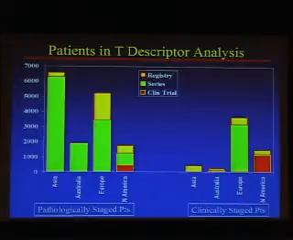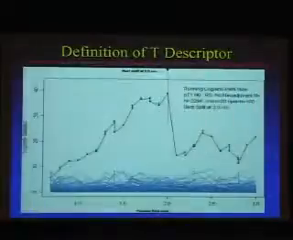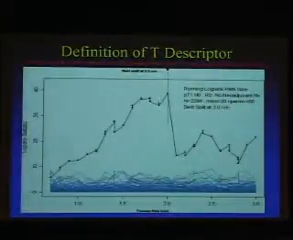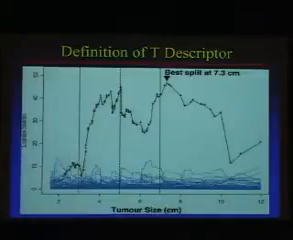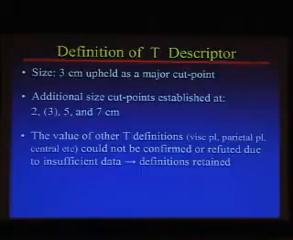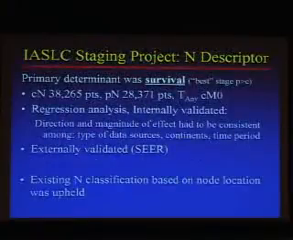On the other hand, there are differences. If you look, Asia and Europe played a big role. North America actually not so much. A lot of these were from series, not too many from clinical trials. It varied a lot. For the T descriptor, they did fancy statistics and decided that 2 centimeters was an important point, and 5 centimeters and 7 centimeters. So they came up with these cut points that went into the T descriptor.